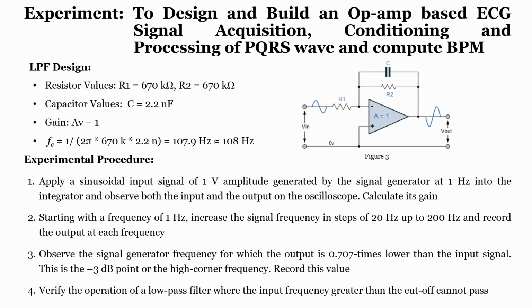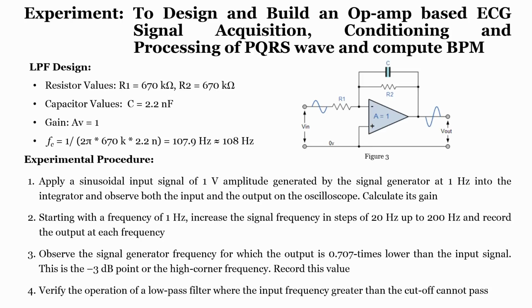Now, if you know this thing, then you can also calculate your gain. Second step would be, starting with a frequency of 1 hertz, we can increase the signal frequency in steps of 20 hertz to 200 hertz and record the output at each frequency. That is the second step we can use.